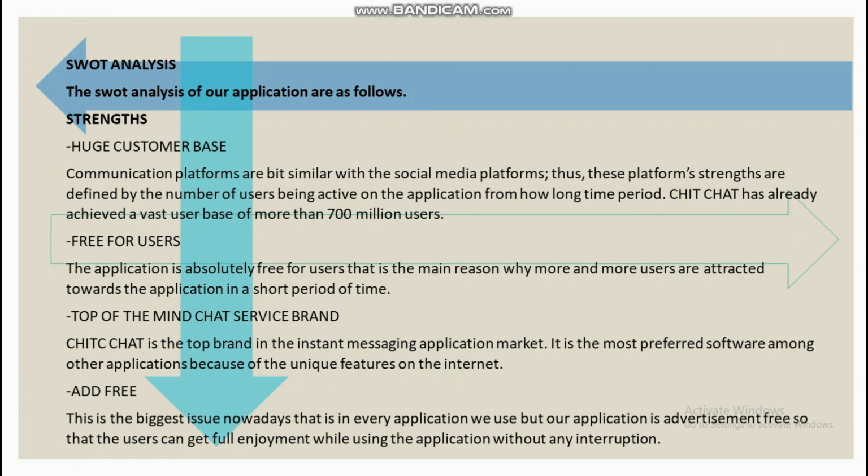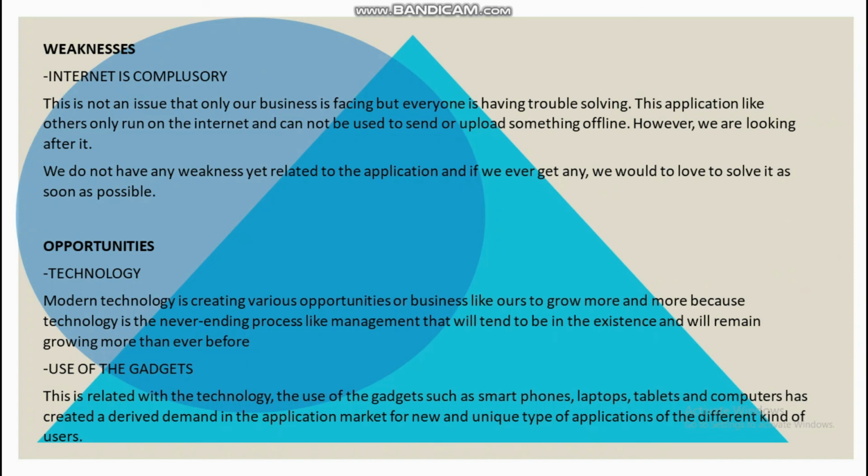Then comes the SWOT analysis. SWOT analysis is basically the strengths, weaknesses, opportunities, and threats of your application. So here are the strengths: huge customer base, free for users, top of mind chat services brand, ad free, there are no ads in the application to disturb you. The weakness is that the internet connection can affect how your application works, so make sure you have a better internet connection to use the application.